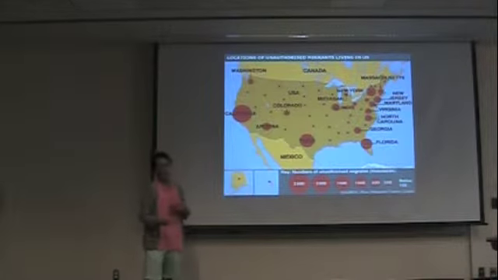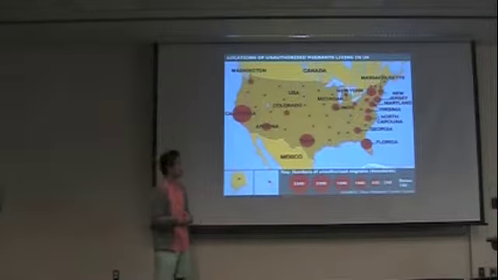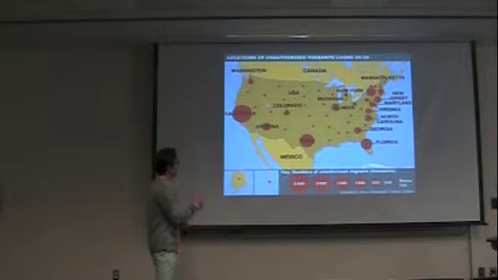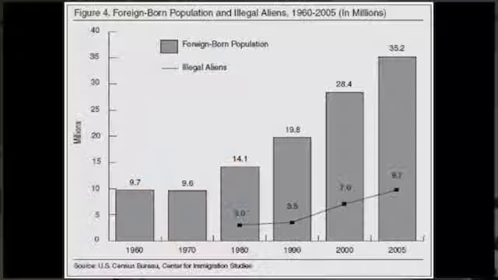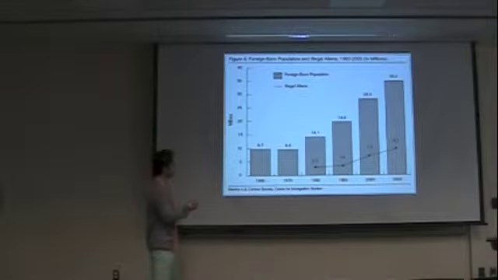There are about 11.7 million illegal immigrants in the United States today, and this is just a visual representation of where they are, especially in the states of California, Texas, Florida, and New York. This is just a graph showing the increasing trend of immigrants since 1960 up to 2005. You see the black line, the increasing amount of illegal aliens coming to the United States, and in the future the number is expected to rise.